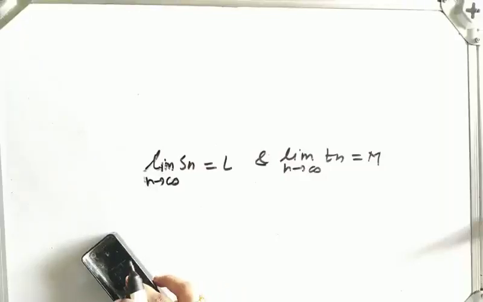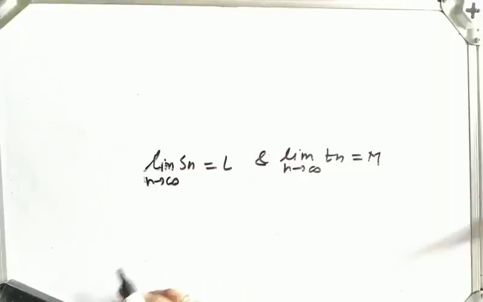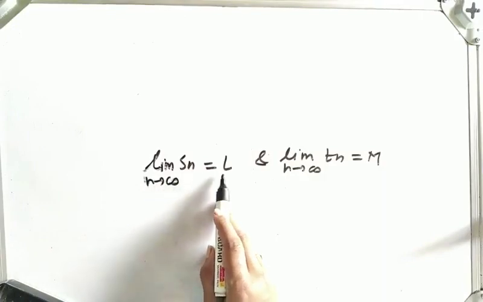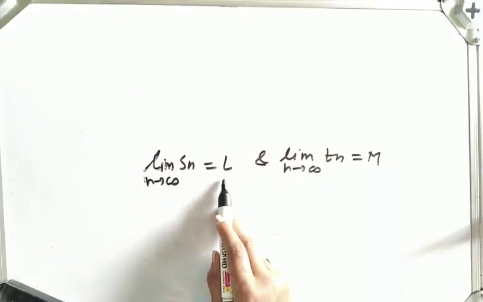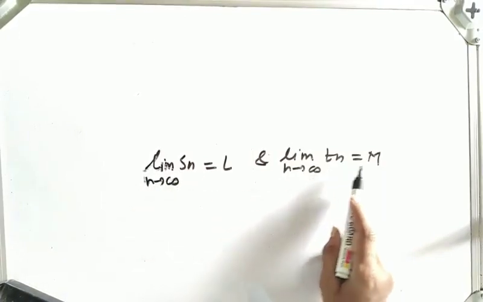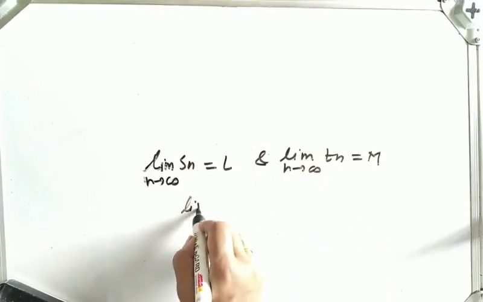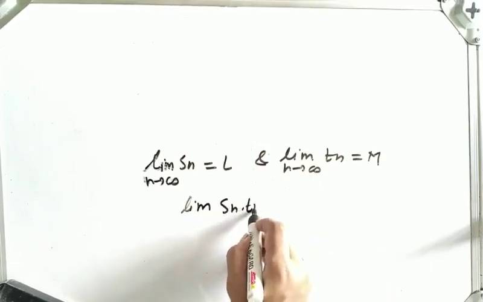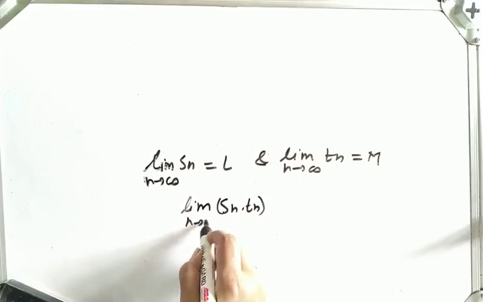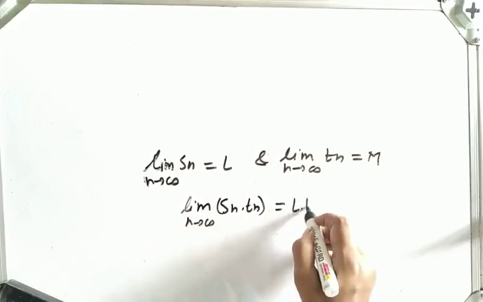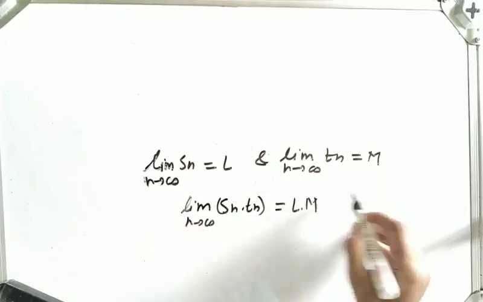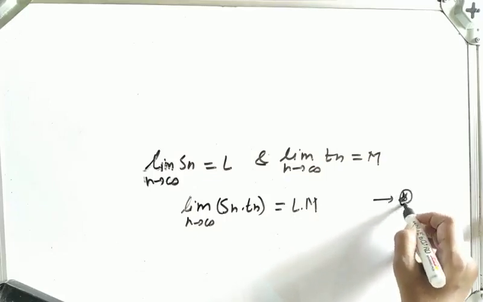Hello students, in the previous lecture we have seen the theorem: if the limit of Sn as n tends to infinity is L and the limit of sequence Tn is M, then the limit of the sequence Sn into Tn as n tends to infinity will be L into M. Give this theorem as a star.